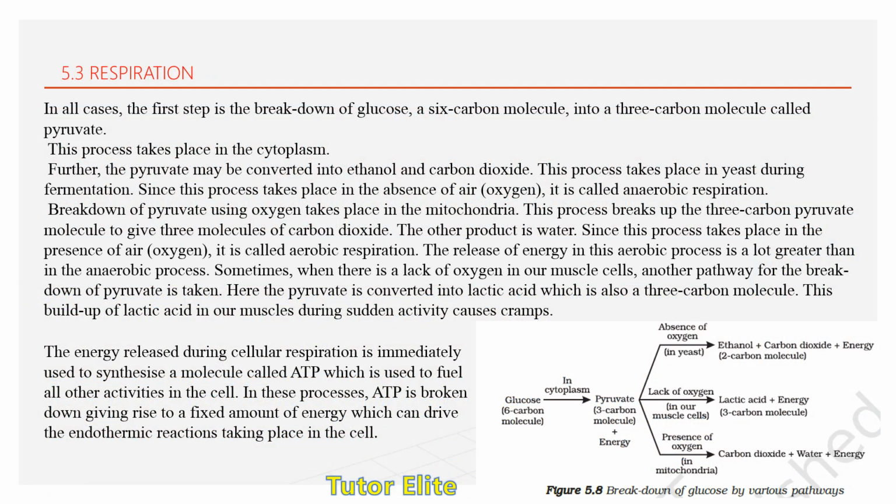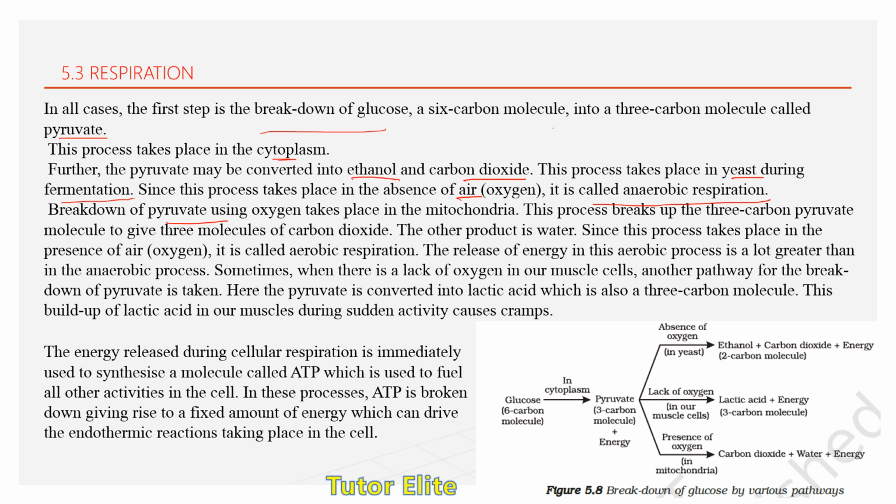Next comes respiration. In all cases, the first step is a breakdown of glucose, a 6 carbon molecule, into a 3 carbon molecule called pyruvate. This process takes place in the cytoplasm. The pyruvate may be converted into ethanol and carbon dioxide. This process takes place in yeast during fermentation. Since this process takes place in the absence of air, it is called anaerobic respiration, and aerobic means in the presence of air.